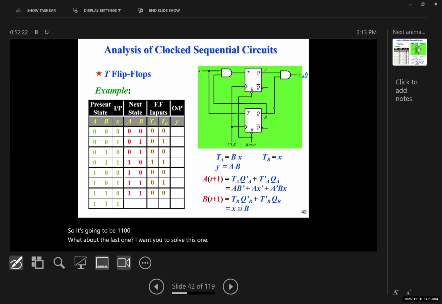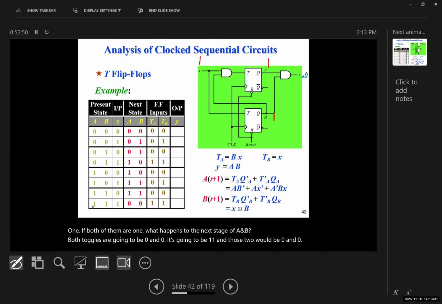So A and B are 1 and 1, and X is 1. What is TA? It's 1. And what is TB? 1. If both of them are 1, what happens to the next stage of A and B? Both toggle, so it's going to be 0 and 0. It's going to be 1, 1, and those two would be 0 and 0.